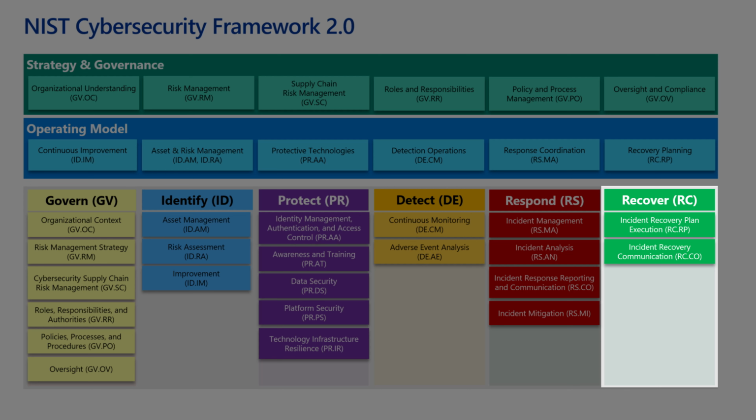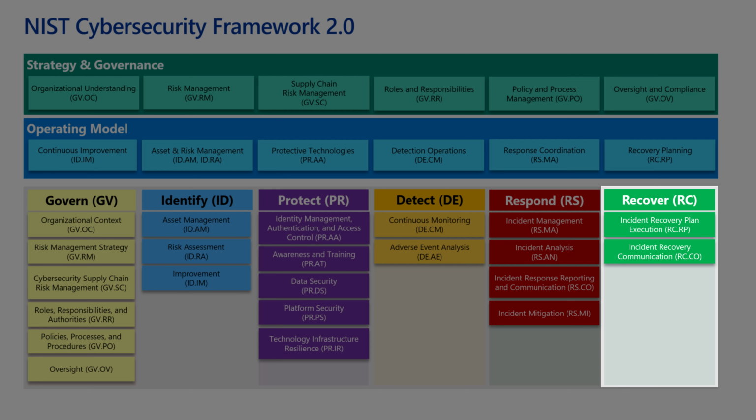The Incident Recovery Plan Execution element, RC.RP, is about putting structured recovery plans into action to restore operations after an incident. This includes prioritizing affected services, deploying resources efficiently, and working towards returning to normal as quickly and safely as possible, minimizing the downtime and financial impact on the organization.